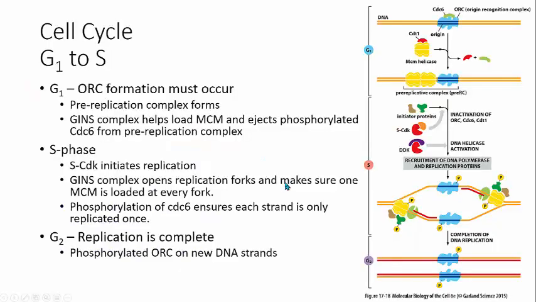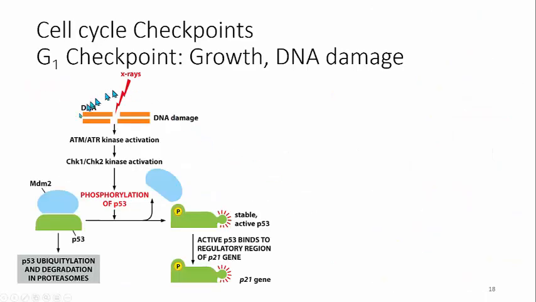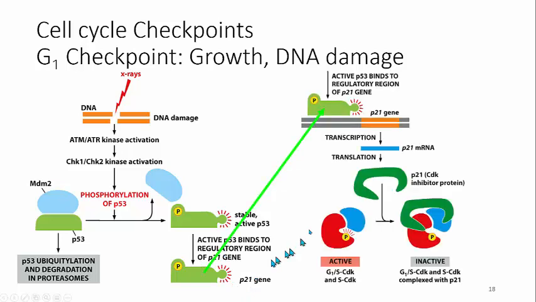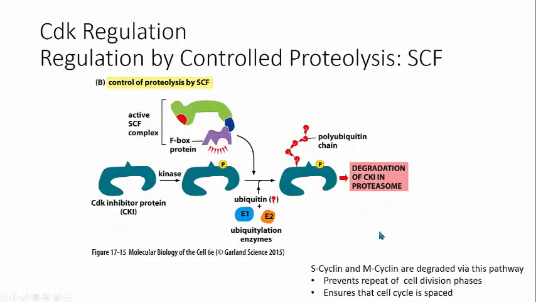This is a reminder of how DNA replication begins. This is a slide reminding you how the cell senses DNA damage. The DNA damage causes the activation by phosphorylation, a different pathway than the MYC activation of P53. P53 that has been phosphorylated is a transcriptional activator of a gene called P21. P21 is a CKI and is used to inhibit both the G1 and the S-CDK cyclin complexes.